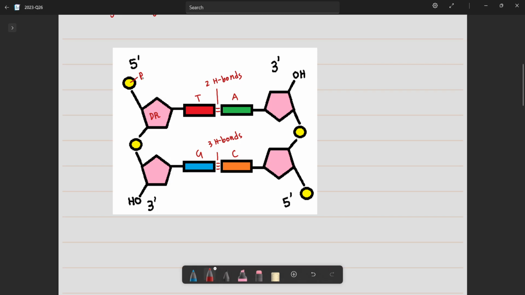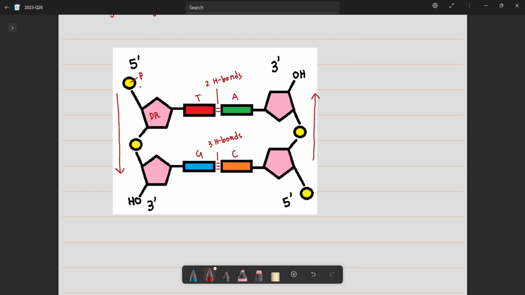And what I'm showing you here is also the backbone of the DNA. So this part, the deoxyribose and phosphate, is the backbone of DNA. And the numbers that you're seeing here, the 5 and the 3 with the comma, these are the prime numbers. So 5 prime and 3 prime. So it's always in this direction, 5 prime to 3 prime direction, and then 5 prime to 3 prime direction. Okay, so this is important.